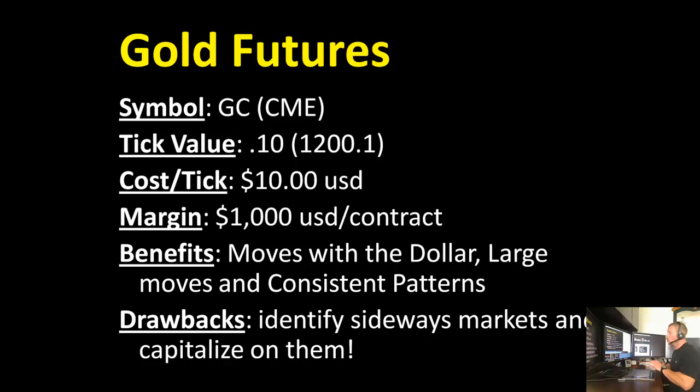Now there are lots of reasons why gold is a trader's best friend. It moves with the dollar, so I'm going to use the dollar index as a nice healthy correlation. It has large moves and consistent patterns. The gold market is one of the easiest markets to trade because of its dollar correlation, its large consistent patterns, and its great volatility. Now, one of the drawbacks is gold will go sideways.